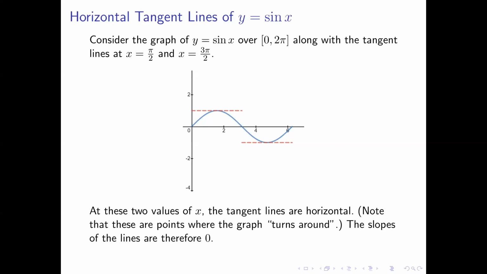Since those are horizontal lines, their slopes are 0. And since the derivative of a function gives us the slope of a tangent line of the function at a point, we can conclude that when x is equal to pi over 2 and when x is equal to 3 pi over 2, the derivative of the sine function must have the value 0. So that gives us a little bit of information about the derivative of the sine function.